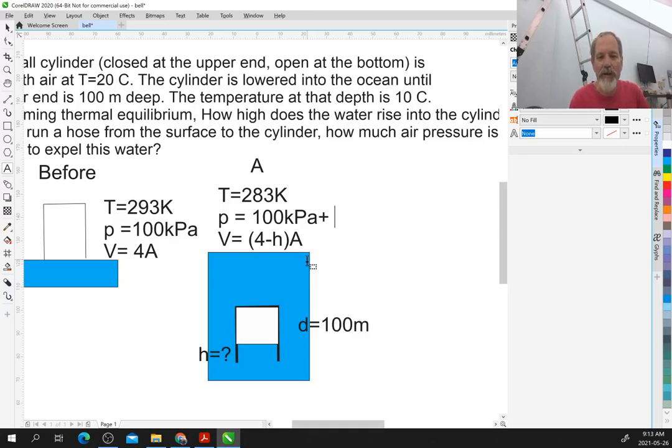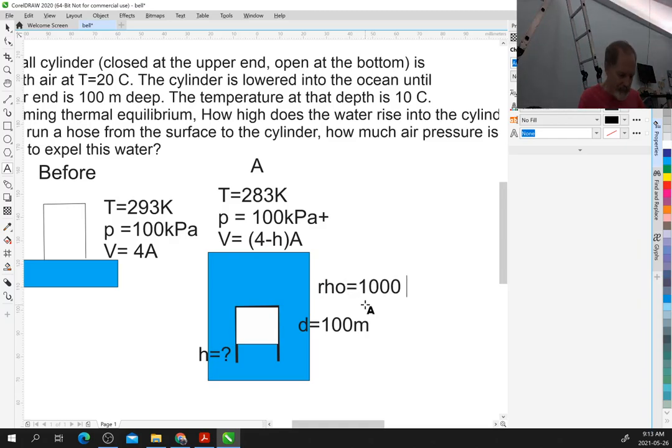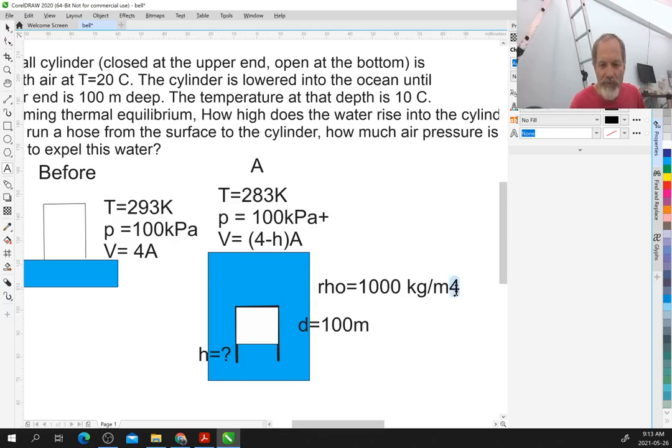So the mass of water, we don't know that. We know that the mass of water is going to be related to rho, right? Rho for water, we can probably put that down here. The density of water, rho equals 1,000 kilograms per meter cubed. Rho is kilograms per meters cubed.